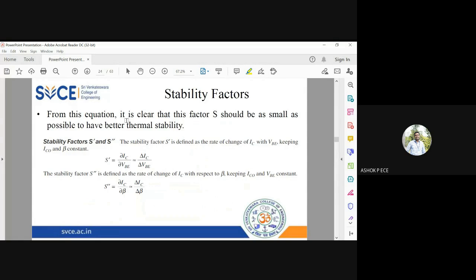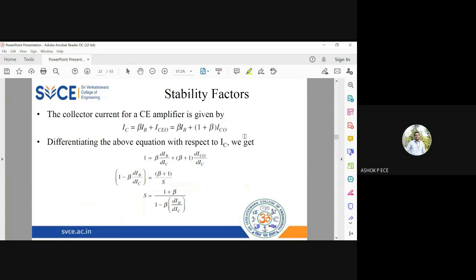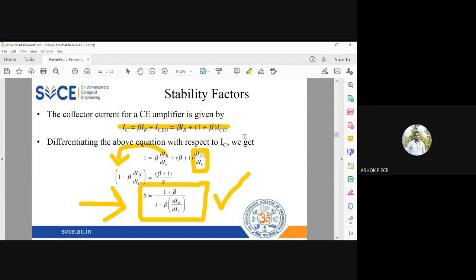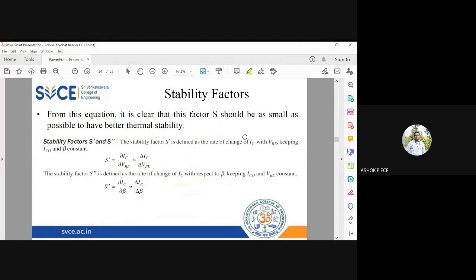So now, other stability factors. See from the equation it is very clear that for thermal stability, the S value should be as small as possible. It should be very, very small. The value of S should be very, very small, which will ensure better thermal stability. The variation should be less.